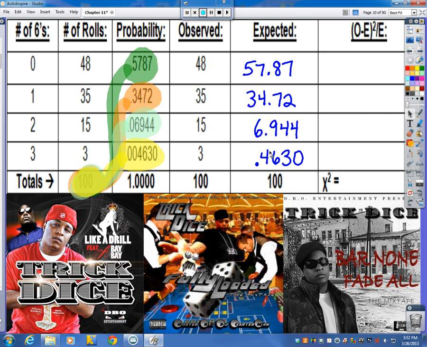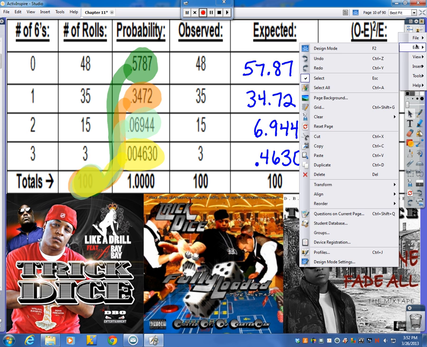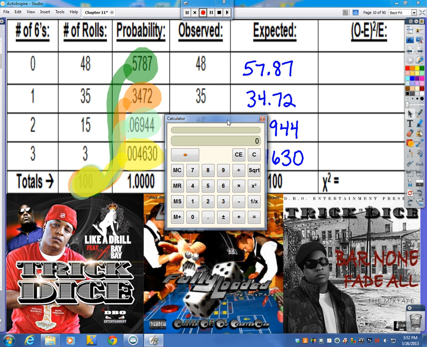Now, if we add all these up, we should get 100 here. And if you want to add all those up, that's fine. Are you going to get exactly 100 out of this? Probably not, but it's going to be very, very close to 100. So if we just wanted to check real quick, we could do that. Let's see, where's my tools? Tools, math tools, calculator.